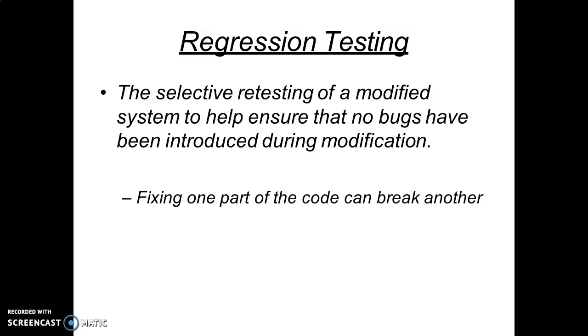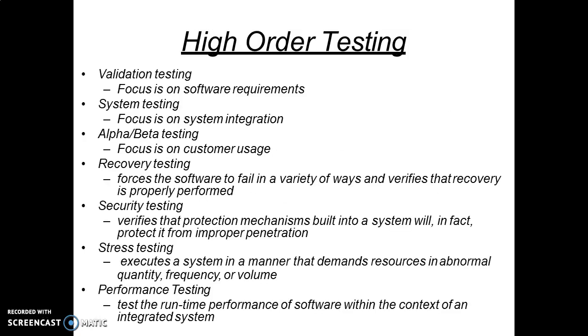The selective retesting of a modified system, and that will help to ensure that no bugs have been introduced during the modification. The system runs perfectly, right? But to solve some of the errors, we have to change some part of the code. Now it may happen that the part we have modified may introduce some bugs. So we are not applying the entire testing to that module. What we are doing is only retesting the modified portion, and that is considered regression testing. So fixing one part of the code can break another, and for that we perform regression testing.